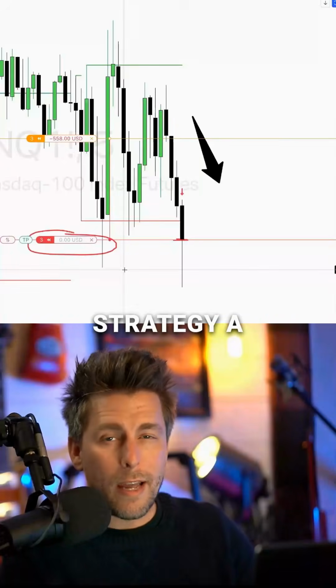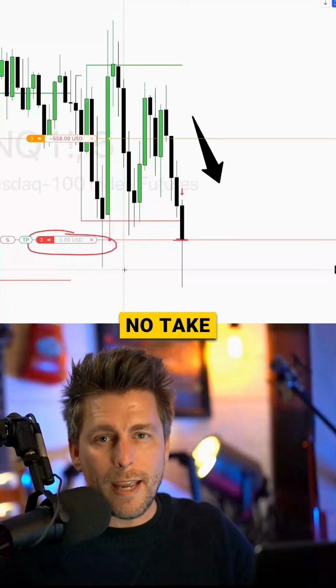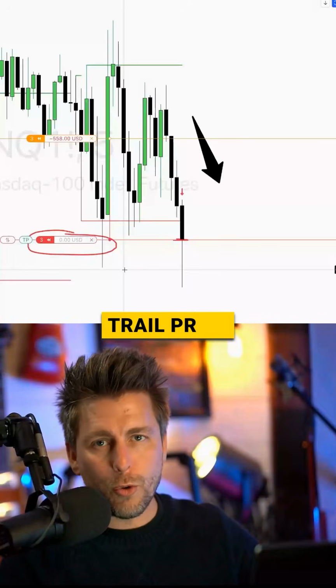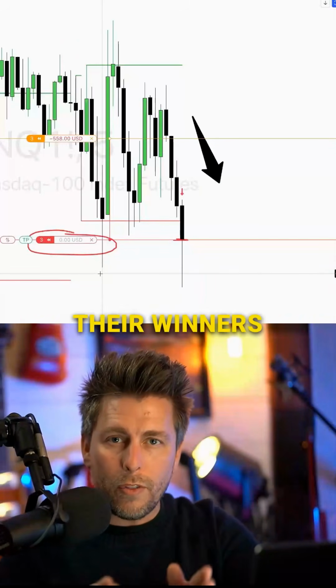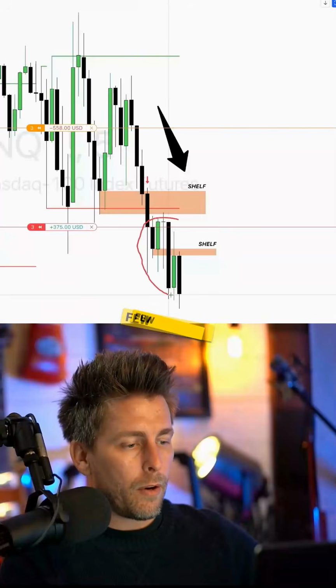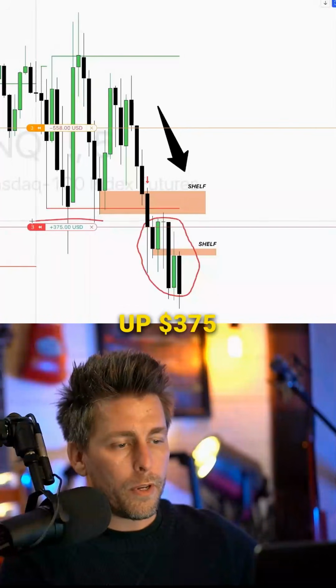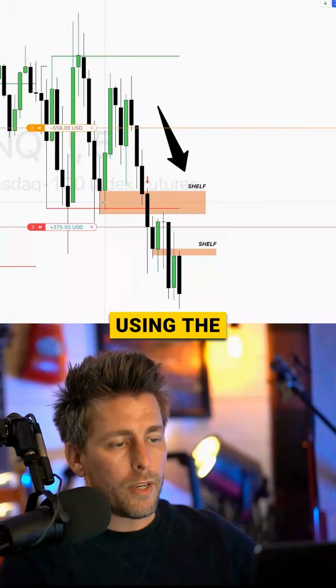Now, what makes this strategy a little different is that there is no take profit level. We are simply going to trail price and see how much we can squeeze out of it. And if you stay with me, you'll see why that is the key. That is what all the greats did. They trailed their winners. So here you can see I played out a few candles later and we are up $375, and I'm using the shelf method.